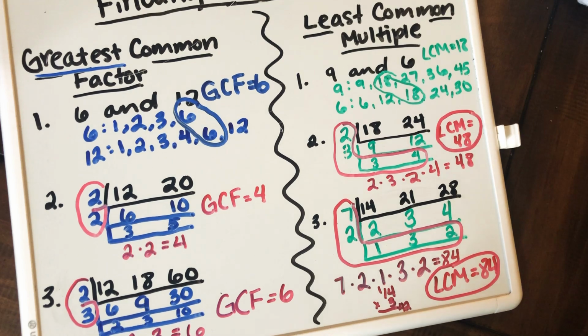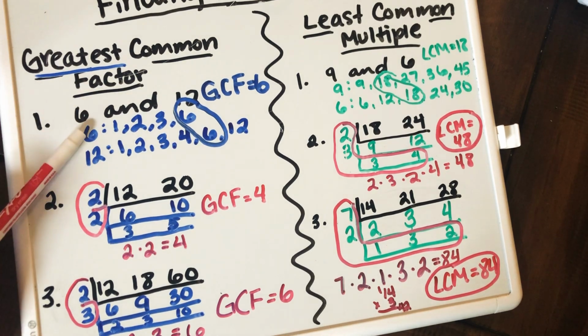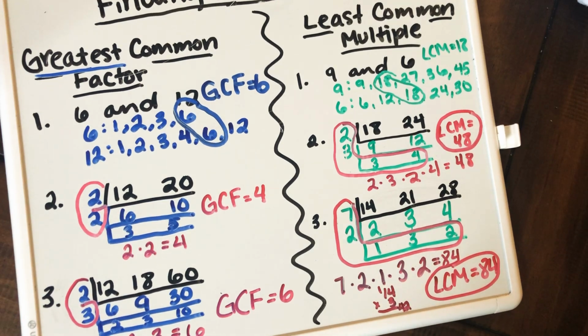That is the listing out method and also the ladder method. If you have any questions, please rewatch the video or feel free to email me or message me on Canvas, and we can get you some help that way also.